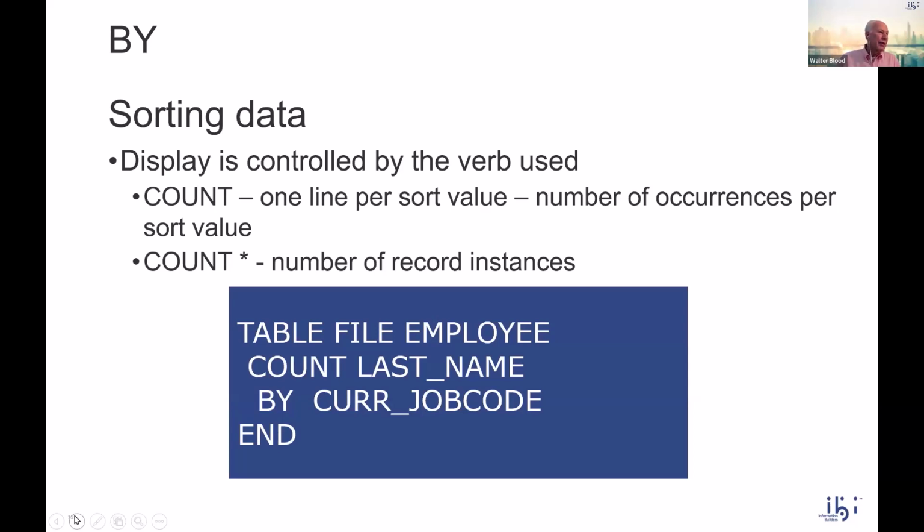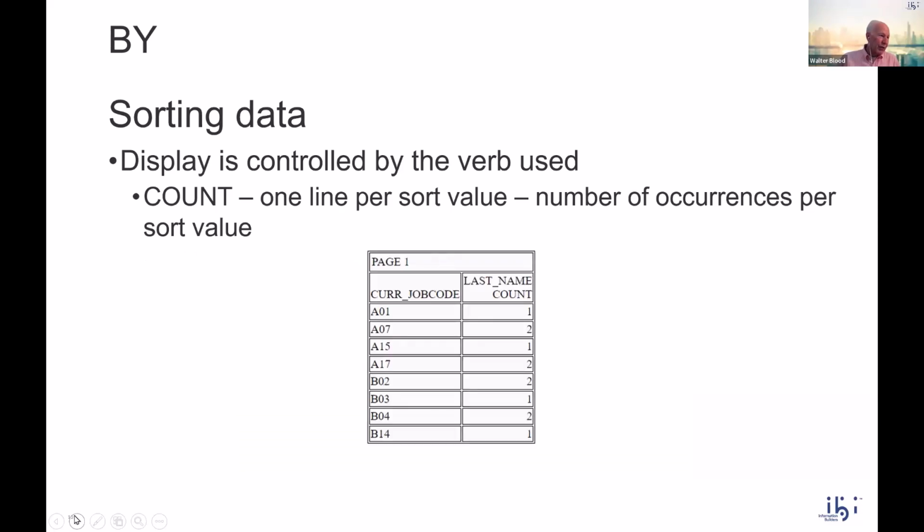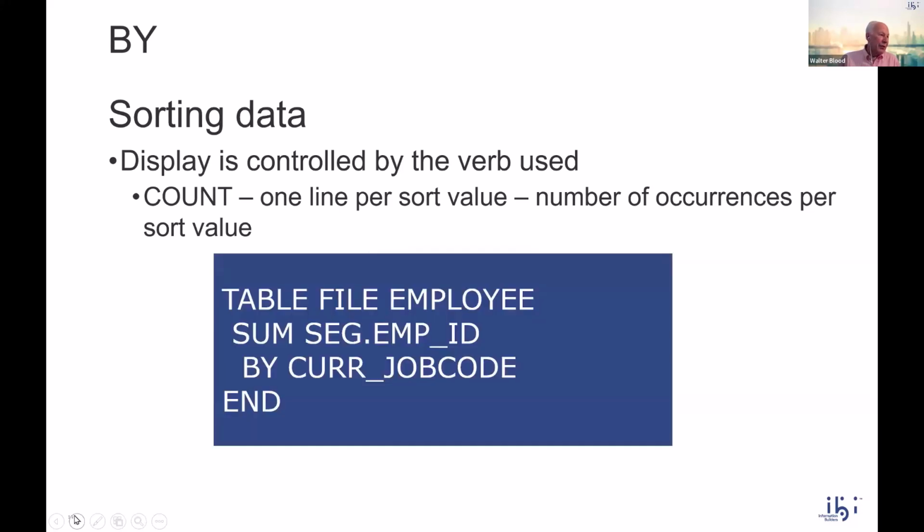Count gives me one line per sort value. We count the number of occurrences of the field. If I count the current job code, you can see this does it very nicely. I'm counting the last name by current job code. Now, the one thing to remember is what happens if I do something bigger than that. In this case, I'm going to count the entire segment. Let's take a look at what happens then.